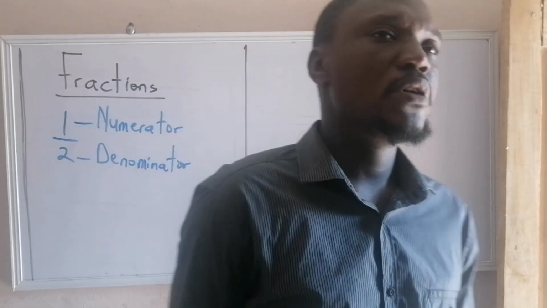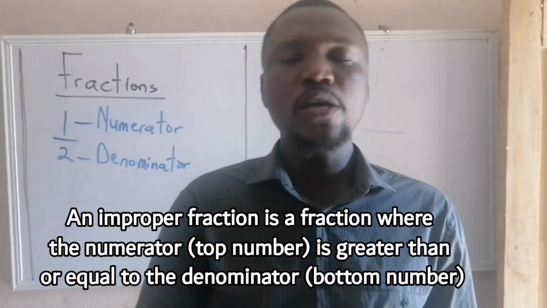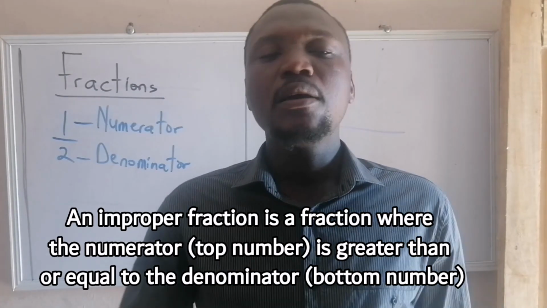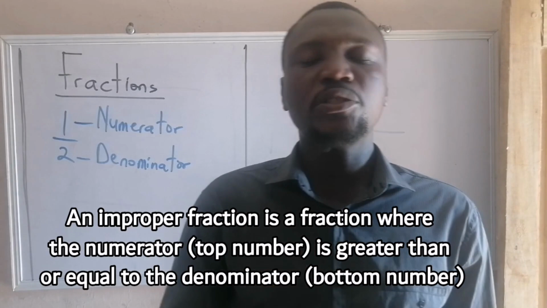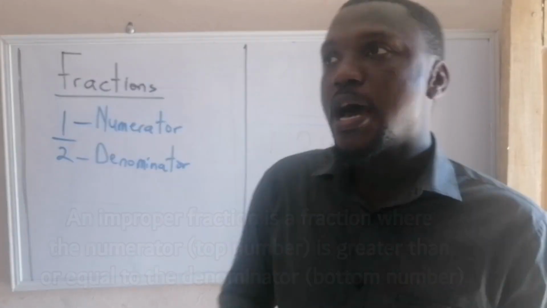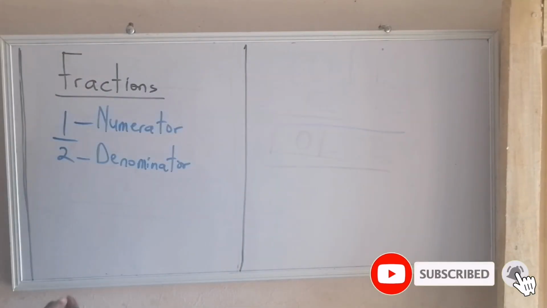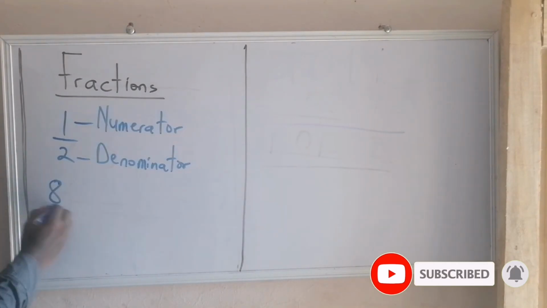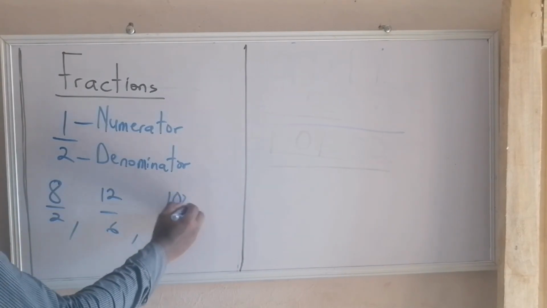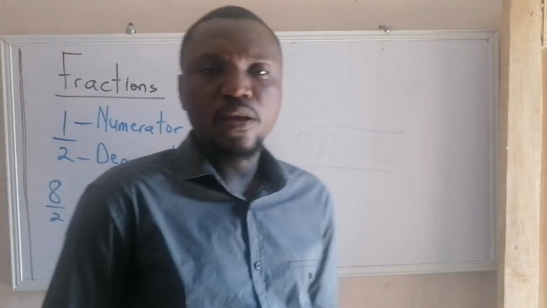So let me start with improper fraction. What's an improper fraction? An improper fraction is a fraction in which the numerator is bigger than the denominator. What I'm saying is that an improper fraction is a fraction whereby the number written at the top is bigger than the one that is down. Examples of improper fraction could be 8/2, 12/6, or 1000 over 19.